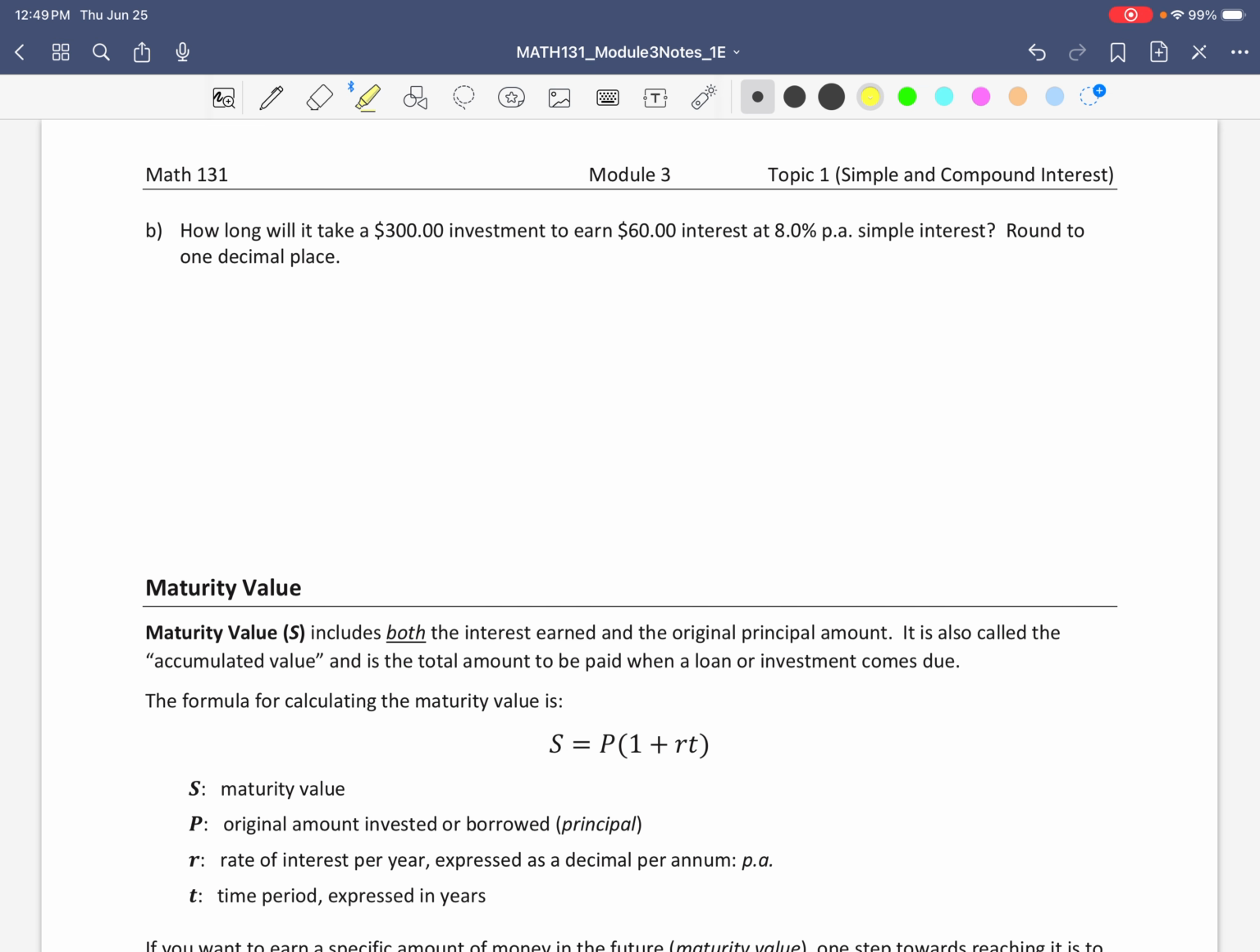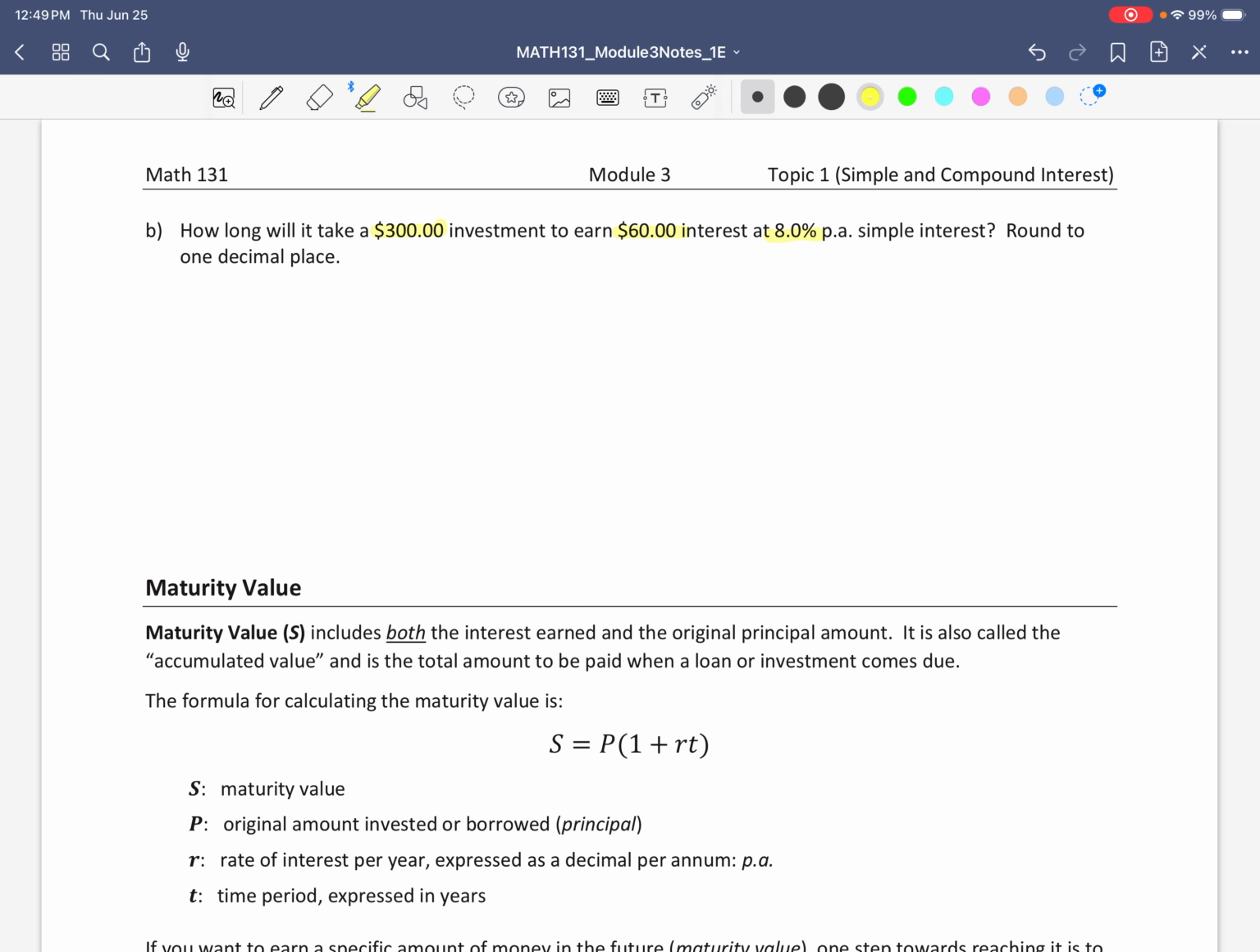This question says, how long will it take a $300 investment to earn $60 interest at 8.0% per annum simple interest? And we're going to round this answer to 1 decimal place. All right, let's highlight what information we have. So we have this $300 investment. So that's our principal. We're given that it earns $60 interest. We have our rate, which is 8.0% per annum.